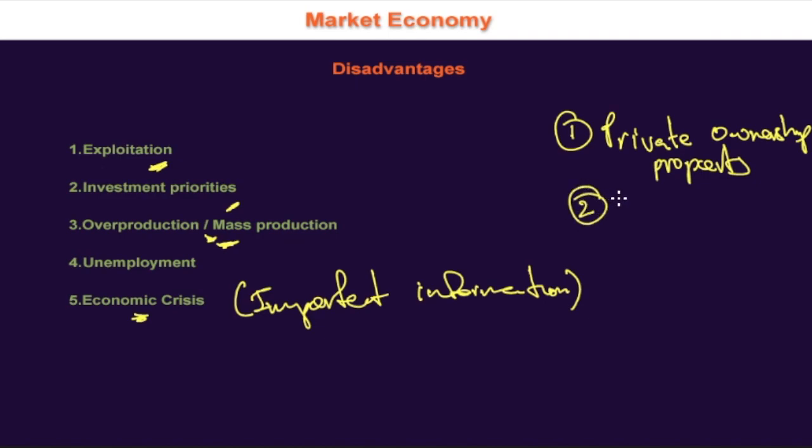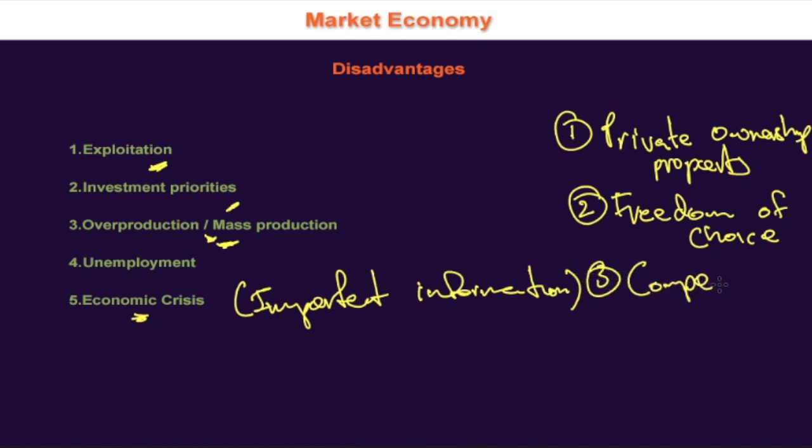And also there is freedom of choice, as we have seen in the first advantage. You have the choice to produce what you want and also to consume. And the third one being the competition. There is healthy competition in market economy.